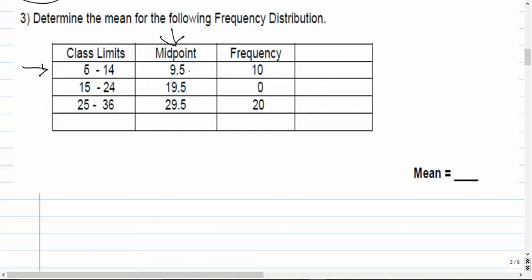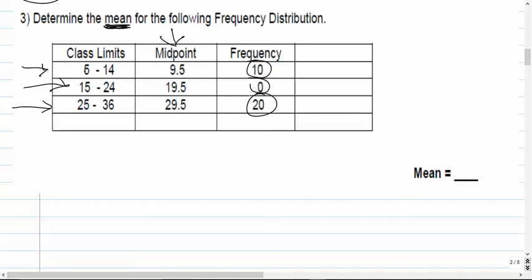We are told that the number of pieces of data in this particular interval is 10. So if you think about it, 9.5 will show up 10 times in the calculation of the mean. Okay? There is no data in this particular interval because the frequency is 0. The number of pieces of data that fell in this particular interval was 20.